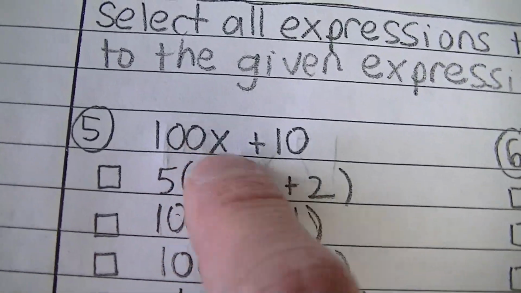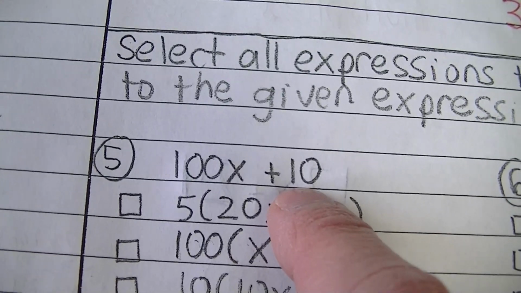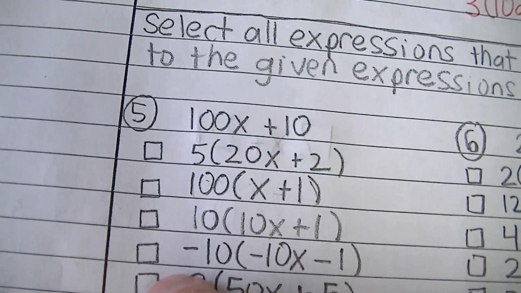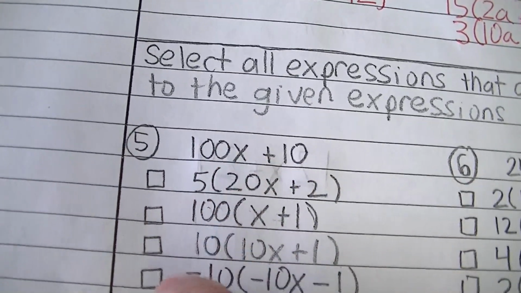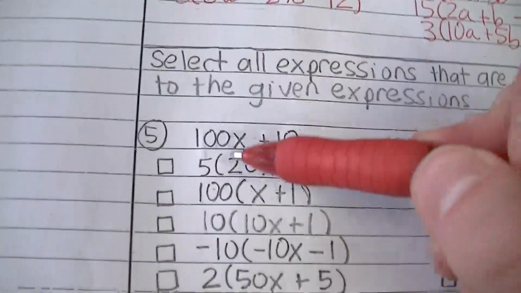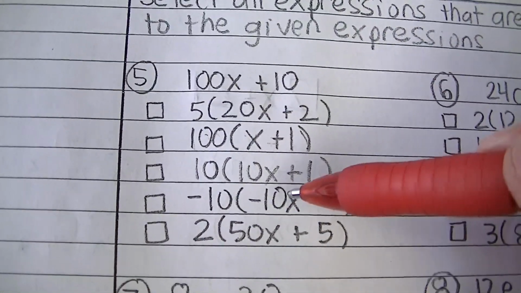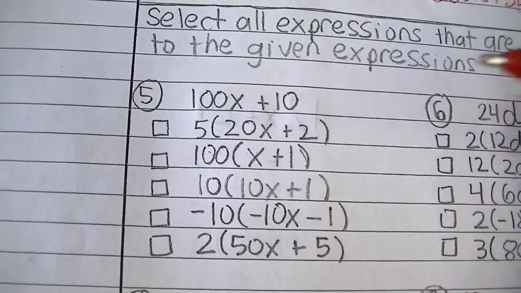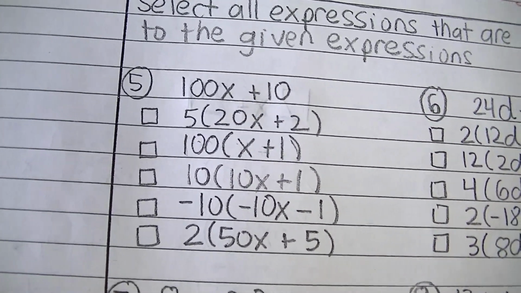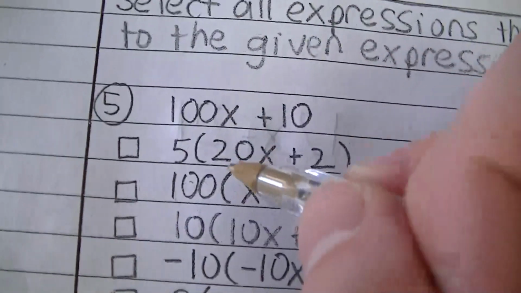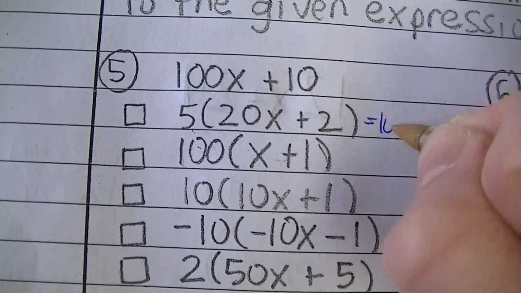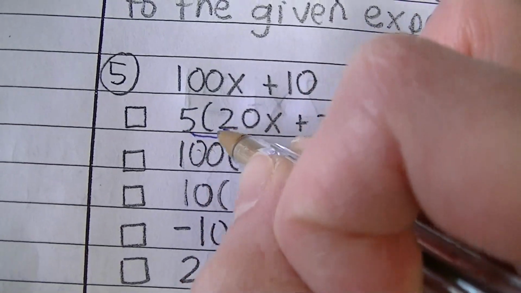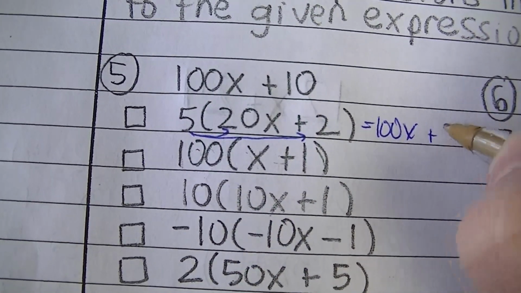So right here I have 100x plus 10. They give you boxes right here, and you're going to check all expressions that are equivalent to 100x plus 10. So what I would do is, yeah, you can factor it out like we've done up here, but if they give you options, it's much easier for me anyway to use the distributive property. That's faster for me. But you can do it however way works best for you, all right? So I'm going to first look at this one. 5 times 20x, well, that's 100x. And then 5 times a positive 2 is a positive 10. Oh, look, same thing. Okay?